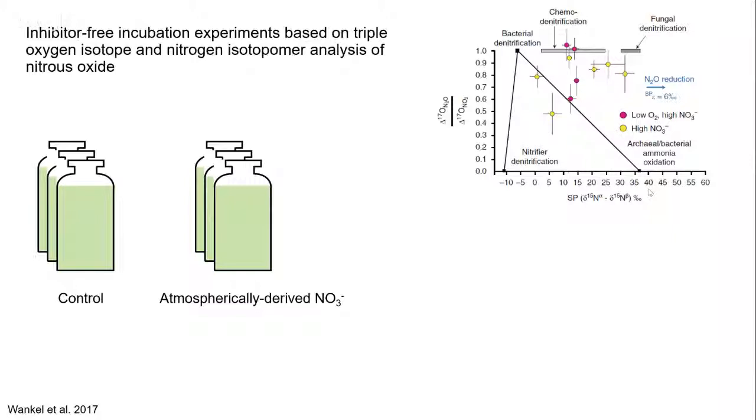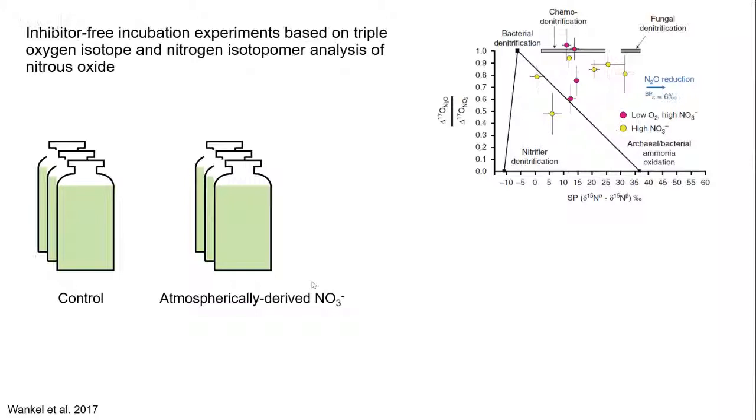The way to get around this is to add another dimension of isotope analysis, in this case, oxygen-17 analysis. If we have a set of incubations where we added atmospherically derived nitrate, the oxygen atoms in this nitrate will serve as a tracer. Because nitrous oxide derived from denitrification would have to derive its oxygen atoms from the nitrate, it will show a different signature in oxygen-17. This allows us to distinguish between fungal denitrification, nitrification, nitrifier denitrification, and bacterial denitrification, ideally.